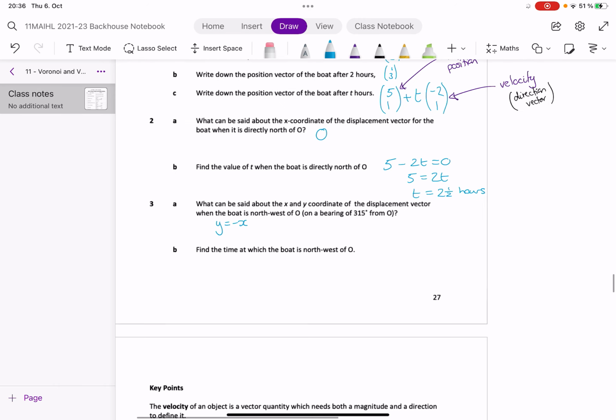So once again, we can go to our answer to 1c, the position vector, and we can say, well, the y coordinate is 1 plus 1t, and we want to find out when is it equal to the negative version of the x coordinate. Okay, once again, we've got a simple linear equation to solve to find time. So t is 6 hours.